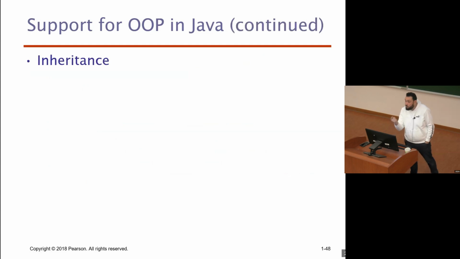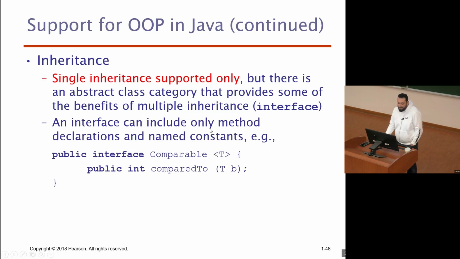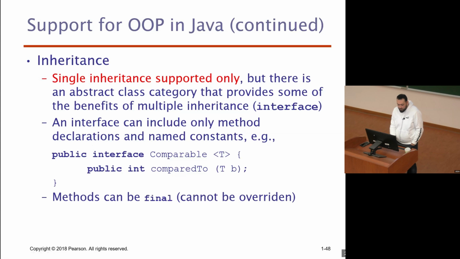Now, when it comes to inheritance, that's what I asked you in the beginning. Does Java support multiple inheritance or not? What did we answer? Not directly. Single inheritance is supported only, but there's an abstract class category that provides some of the benefits of multiple inheritance: the interface. So of course it can be supported, but not in a direct way. An interface can include only method declarations and named constants, and so on. You know this from the Java course. Methods can be final, cannot be overridden. So if you have a final, that means that you cannot override this method.